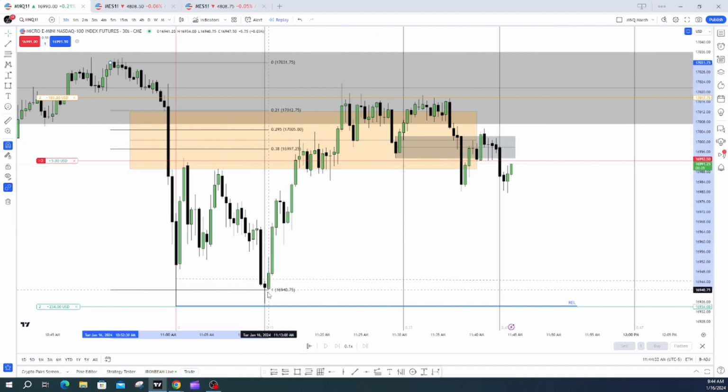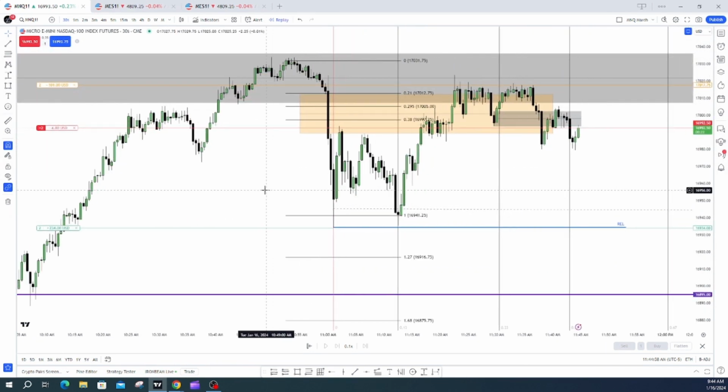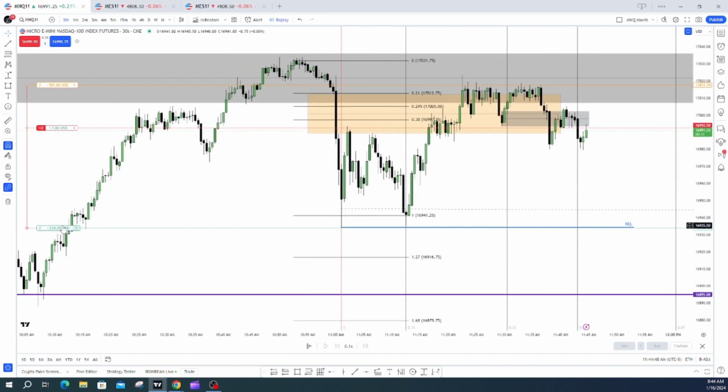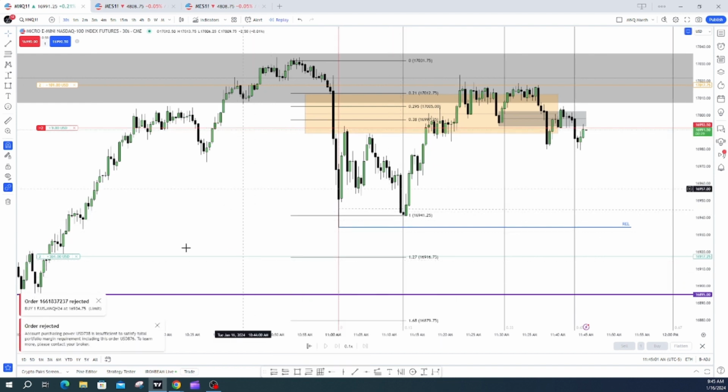So I posted a video yesterday about the long-term strategy of this ICT market maker sell model. This is an intraday market maker sell model, and on the screen you're going to see me take a measurement of how far below the blue line, or the relative equal lows that you see right there, it can go below that price swing. And you see me set my take profit there.